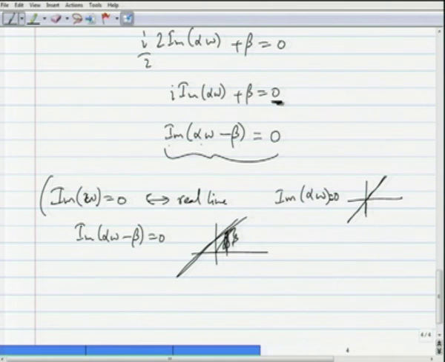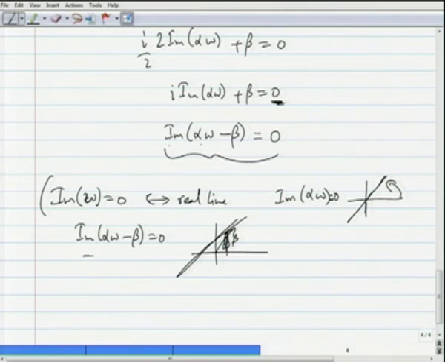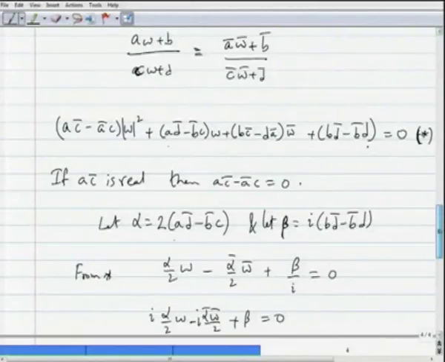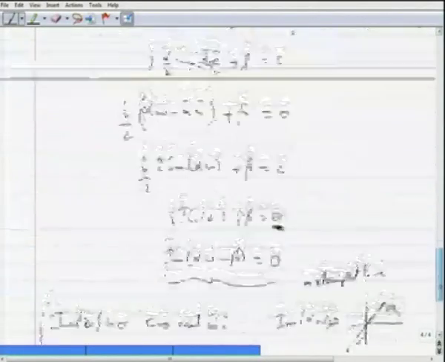And here you multiply by a number alpha, so the real line actually turns. And then alpha w minus beta will translate the line by beta, and that signifies a straight line. So, the locus here is a straight line. So, in the event that A c bar is real, what we have is a straight line.